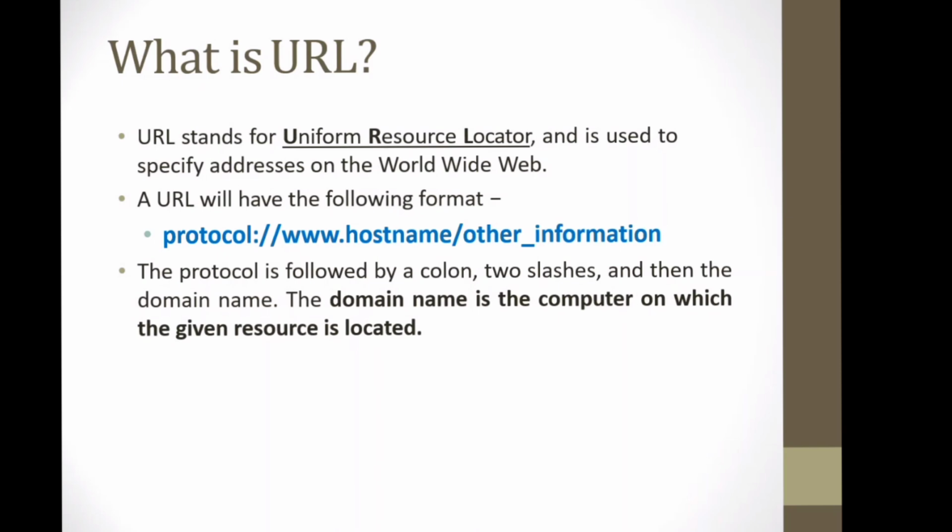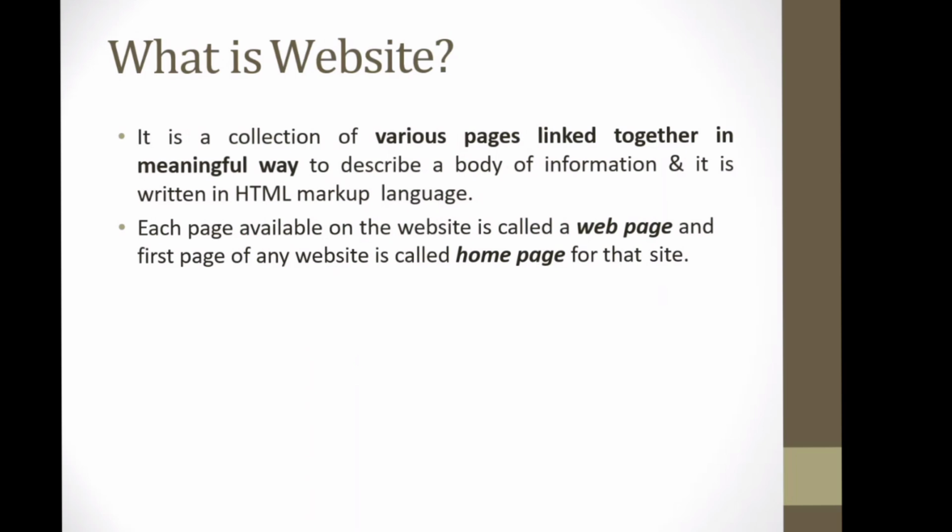Now see URL. Any URL that we hit on the browser stands for Uniform Resource Locator. In the beginning, we have the protocol. It can be HTTP, HTTPS, FTP, any protocol. Then the host name that we have. Then other information which tells the location in that particular folder, that is, the information within that particular host. So completely it is called a URL. These are the basic terminology.